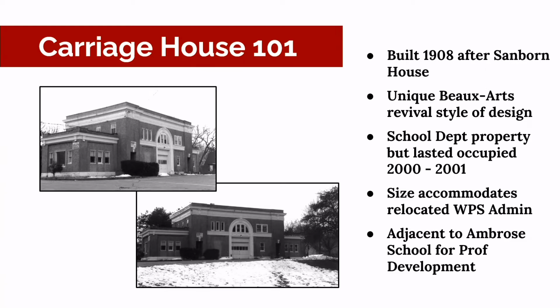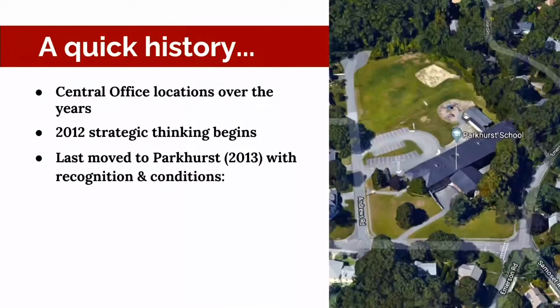So in early 2013, it was determined that central office would relocate from Lynch to Parkhurst, once one of 10 smaller neighborhood schools in Winchester. From the 1950s through the early 1970s, Parkhurst had been used as swing space for students during the renovation of Lincoln, the construction of Ambrose, and again for VO when we put about $1 million into the building to pull it out of mothballs beginning in 2011. So with Parkhurst becoming vacant again in 2013, when the Vincent Owen opened, central office moved into this building, but with some important conditions and understandings with the town.